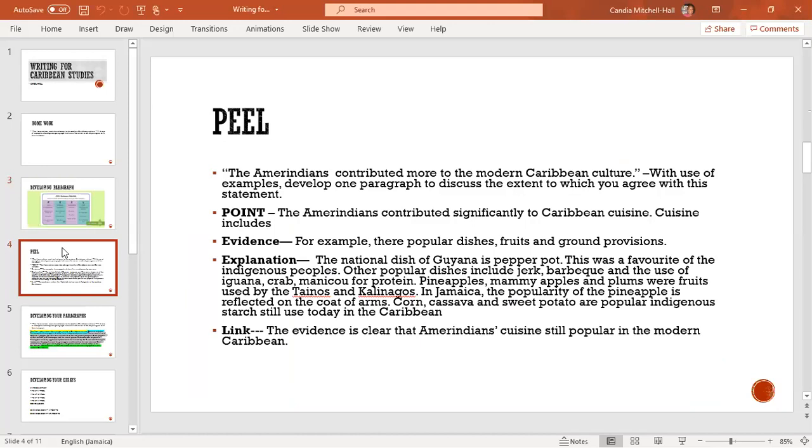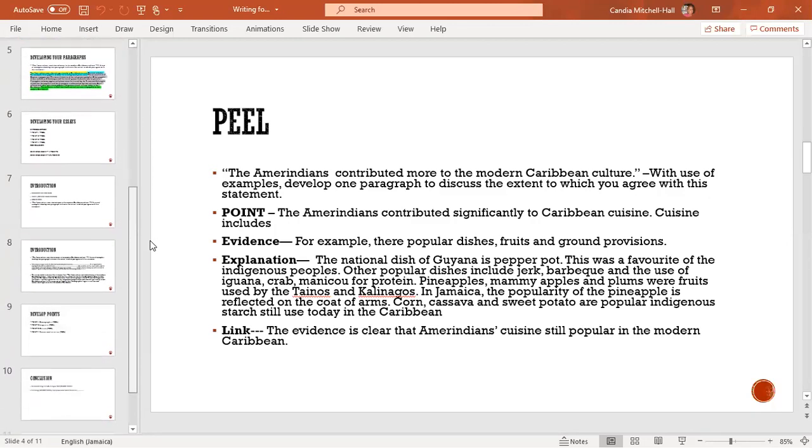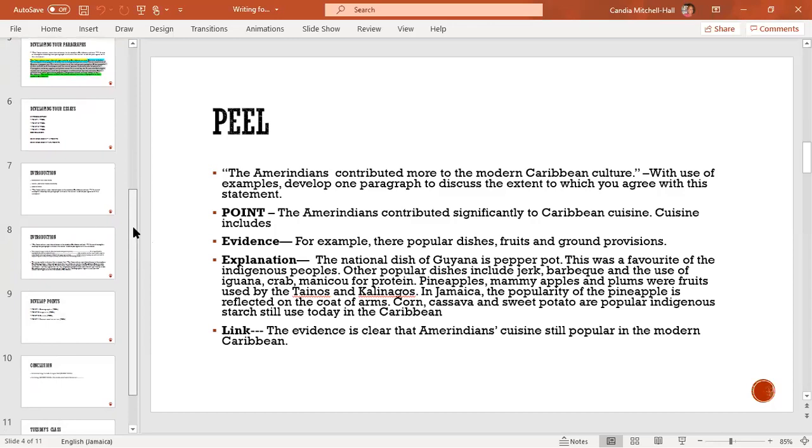The first thing is that I am agreeing with the statement. You can agree or you can disagree, because the statement said the Amerindians contributed more to modern Caribbean culture. With the use of examples, develop one paragraph to discuss the extent to which you agree with this statement. So for me, I am the writer. I agree with the statement, all right? But one of my first points that I'm going to develop for my examiner, this is not my introduction, so let me show you how an essay is supposed to look before I develop this.